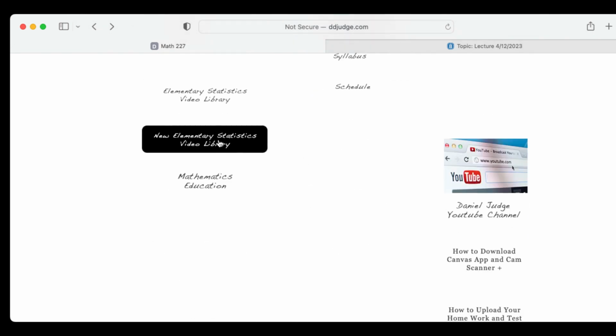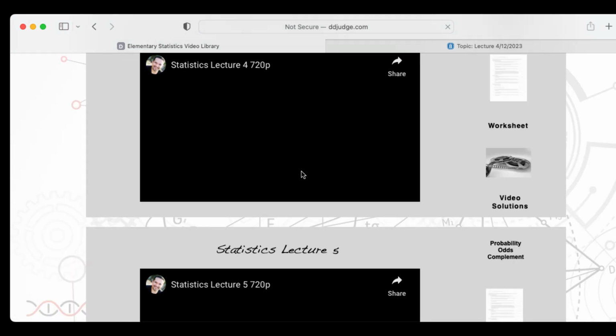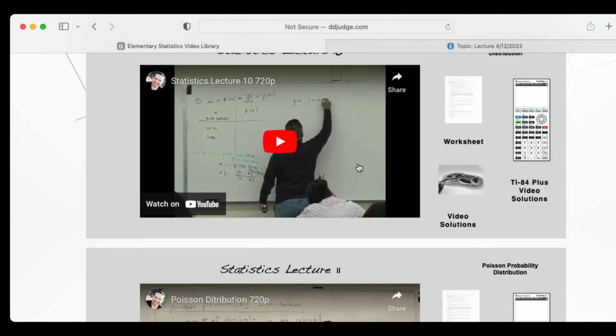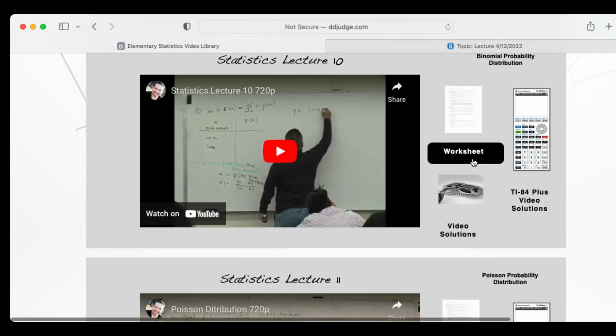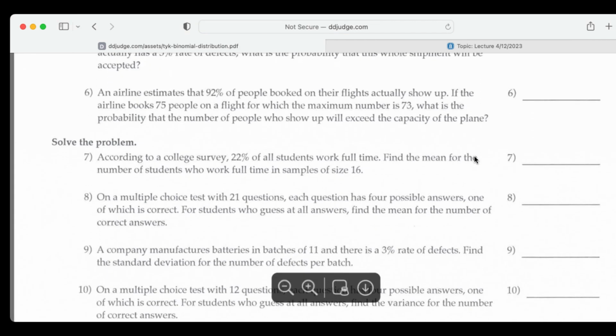What was the homework? You guys remember the binomial? Look at problem 7. What does problem 7 say? According to a college survey, 22% of all students work full time.